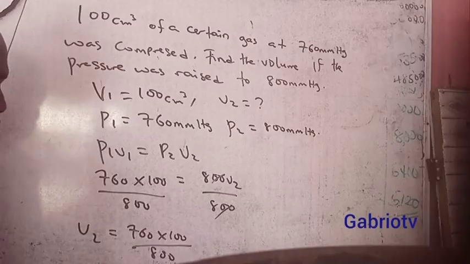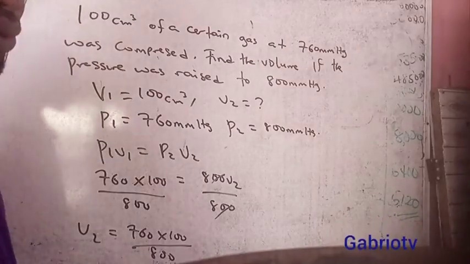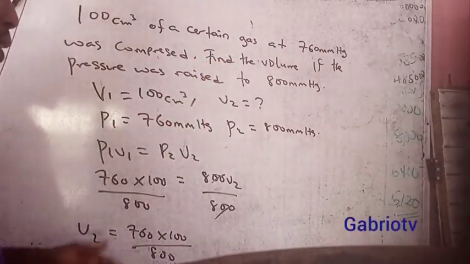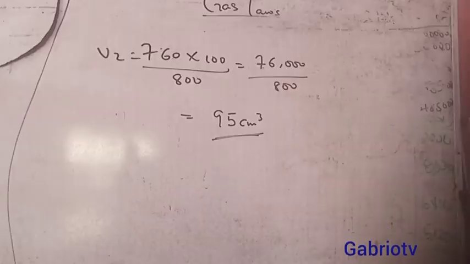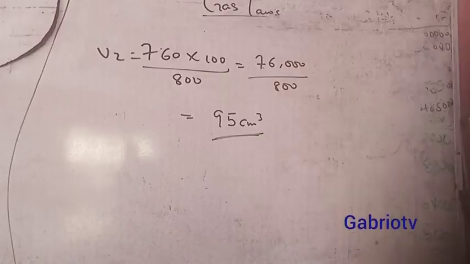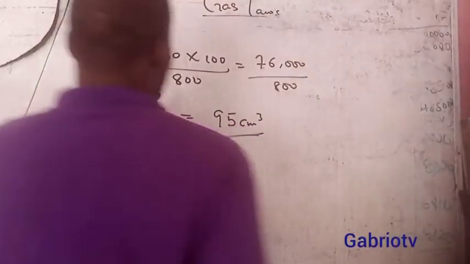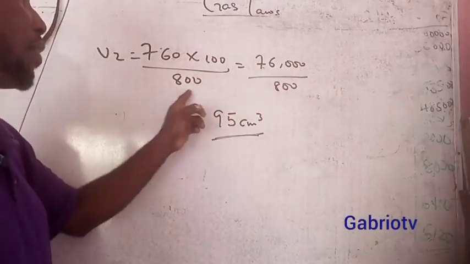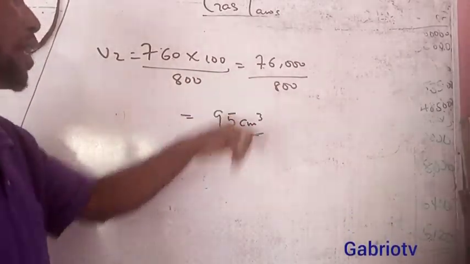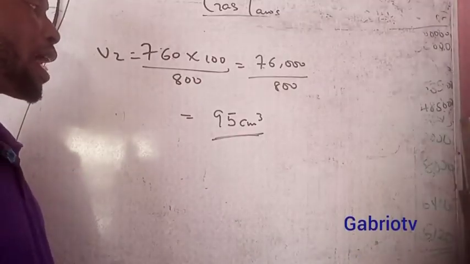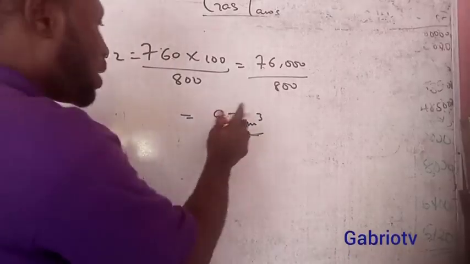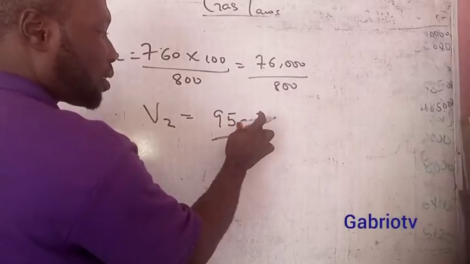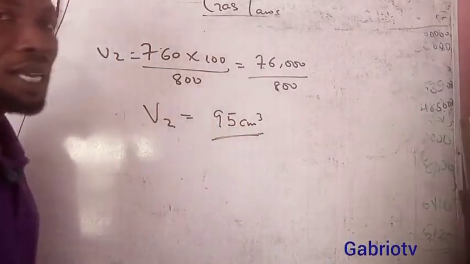So you can see this is an interpretation. I'm just giving you an example on this. Have you seen that? So let's continue from here. We have 760 times 100, that's 76,000, then we have 800. Dividing that, we have 95. And be mindful of the unit. Because we are looking at the second volume, and the volume in the question is in cm3, that is the unit.